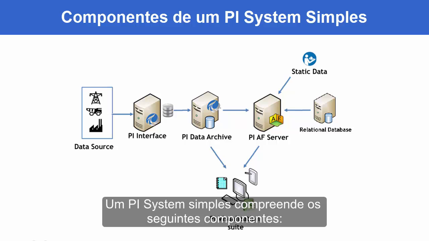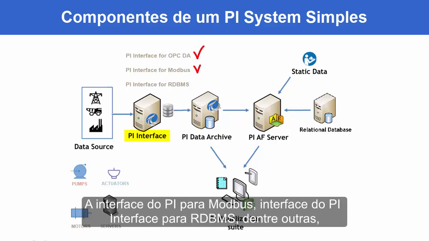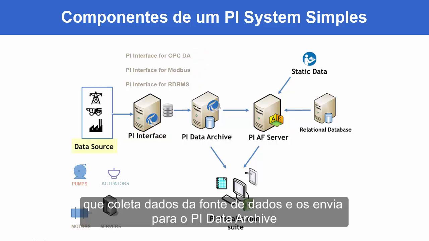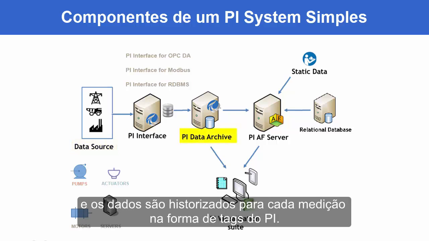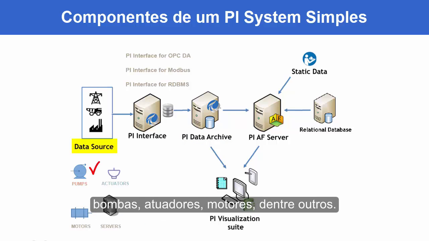A simple Py system comprises the following components, namely the Py interface, such as Py interface for OPC-DA, Py interface for Modbus, Py interface for RDBMS, to name a few, that collects data from the data source and passes it onto the PyData archive, where the data is historized for each measurement in the form of Py tags. Kindly note that the data source is not an OSIsoft product, and some examples are pumps, actuators, motors, to name a few.